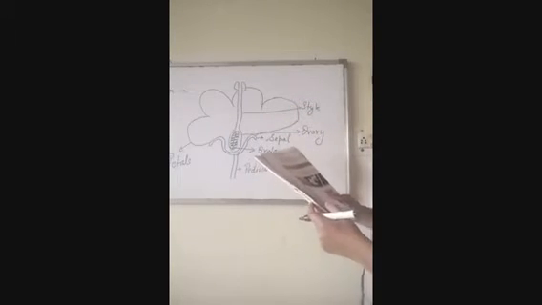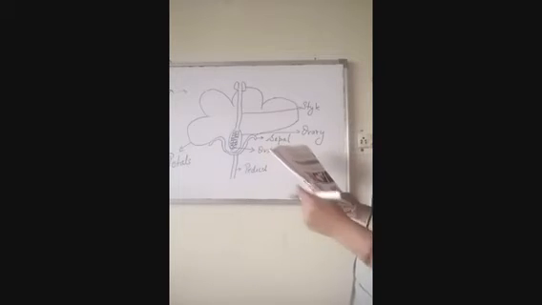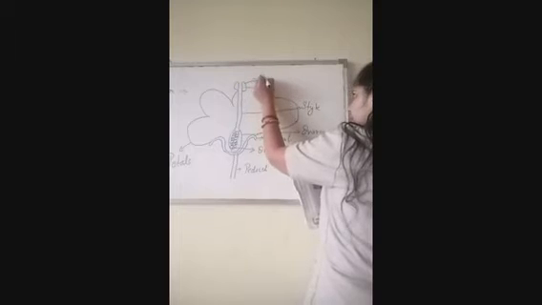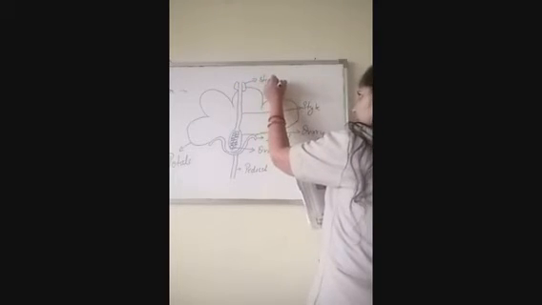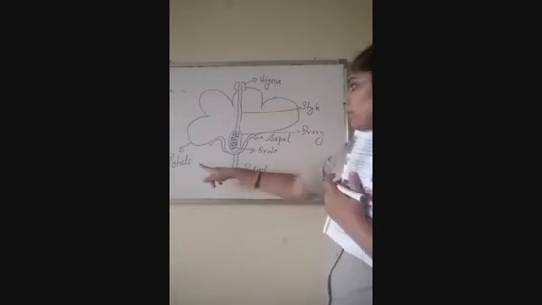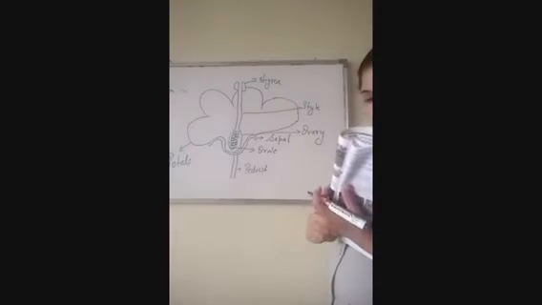What is it called? It is called the style. And at the top portion, this one, this is called the stigma. This is called the stigma. So again we are coming to this. We have pedicle, petals, sepal, ovule, ovary, style and stigma.